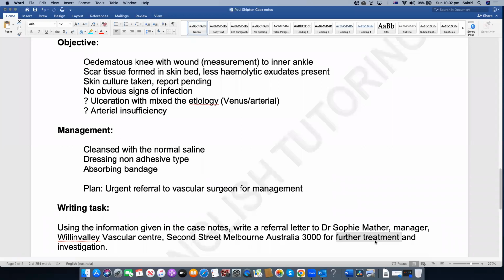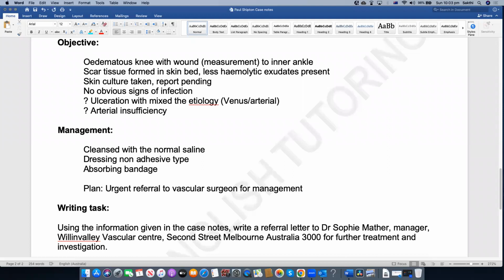Is that clear with everyone? So I need to know all these things if they are relevant. Okay, cleansed with the normal saline, is this relevant? I think so. And what about dressing, non-adhesive type? See this one here, for non-adhesive, they should have placed a hyphen in between, isn't it? They didn't. So these are usual as far as the question paper is concerned.